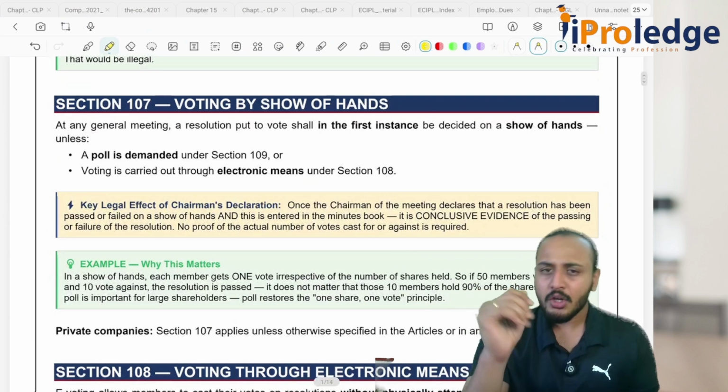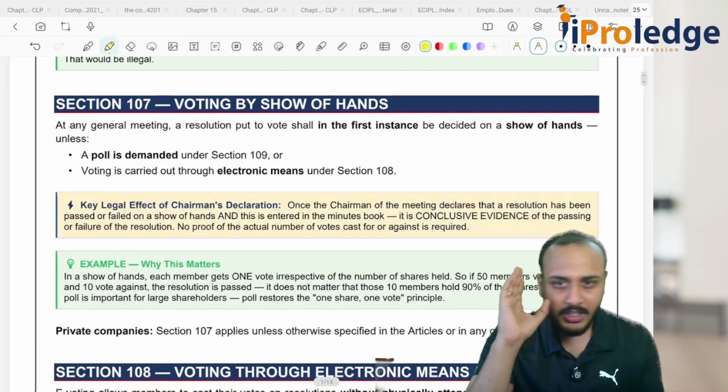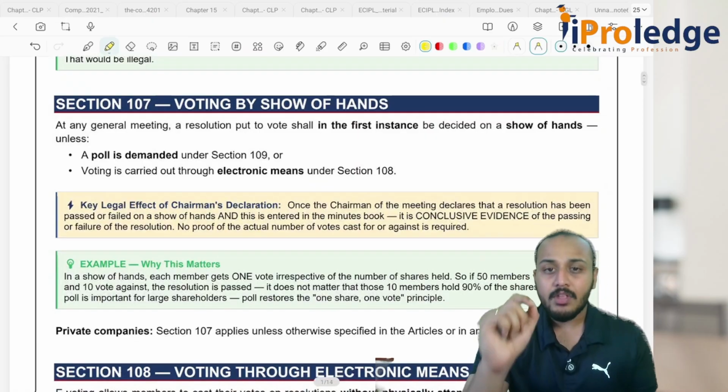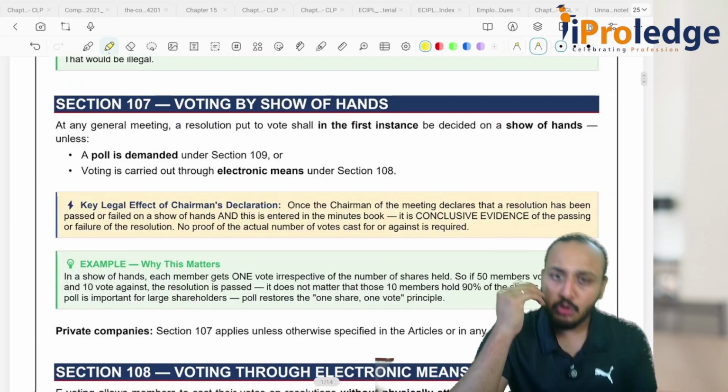So what will I tell? You do one thing. You have sent me the notice. No, I've received the notice. I know what is the agenda item. So what will I do? I will cast my vote in Kanyakumari and I'll post it to you. I'll do speed post if you want.